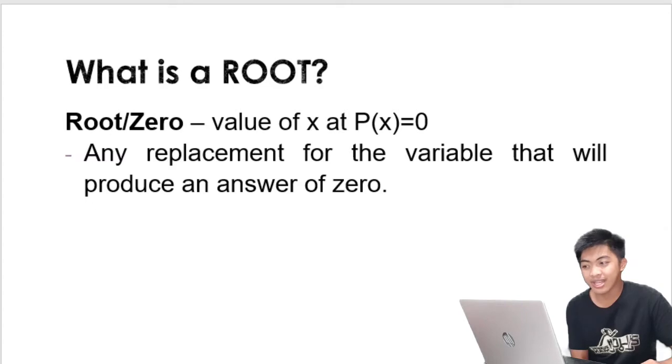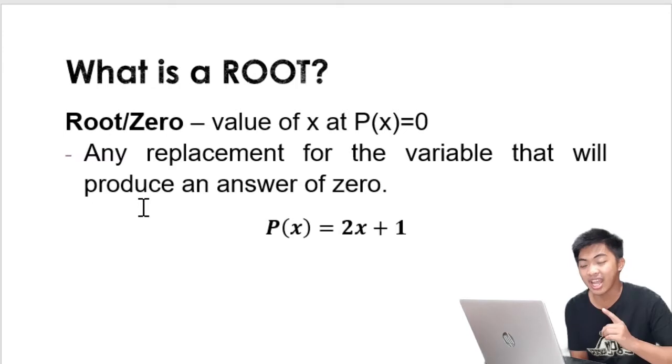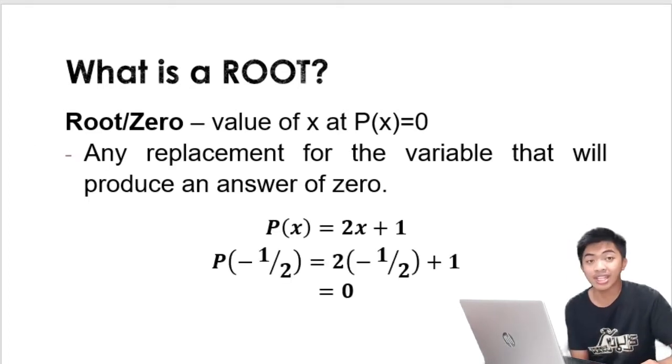So let's have an example, no? If we have here a polynomial p of x is equal to 2x plus 1, ang root actually dyan ay yung number na kapag sinubstitute at kung isosolve mo, ang result ay 0. So actually, ang root dito ay negative 1/2. Kung sinubstitute si negative 1/2 at sinimplify, the result is 0. So ulitin ko, the root is the number that will make the polynomial equal to 0.